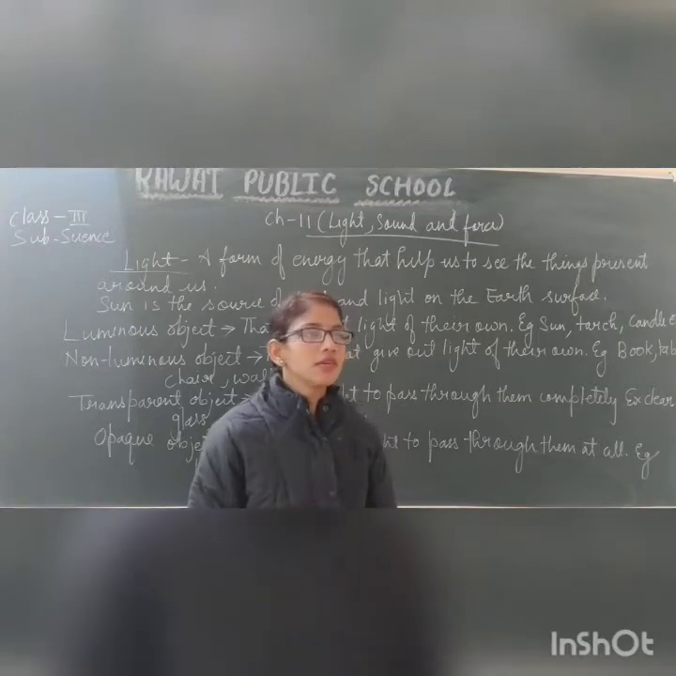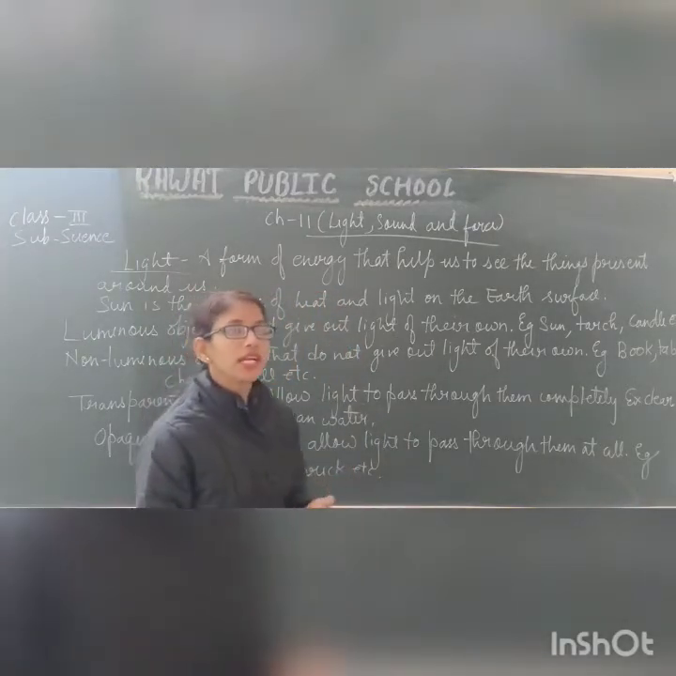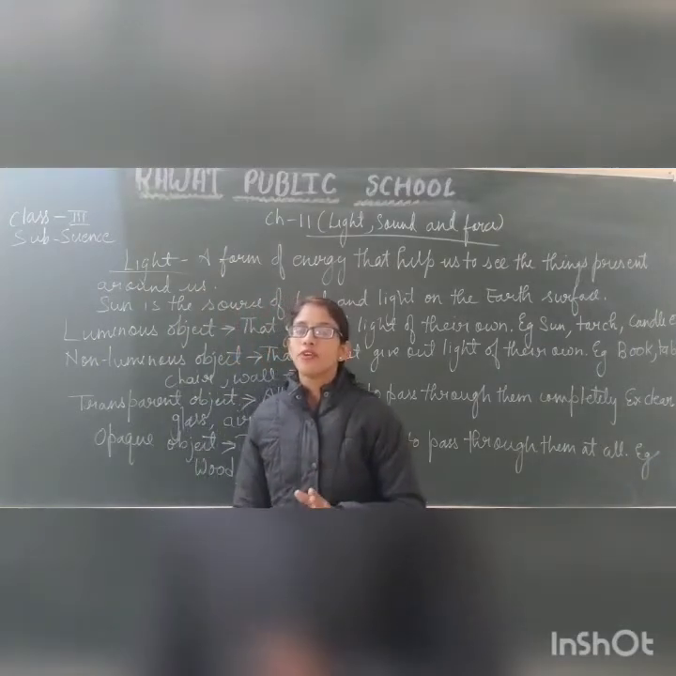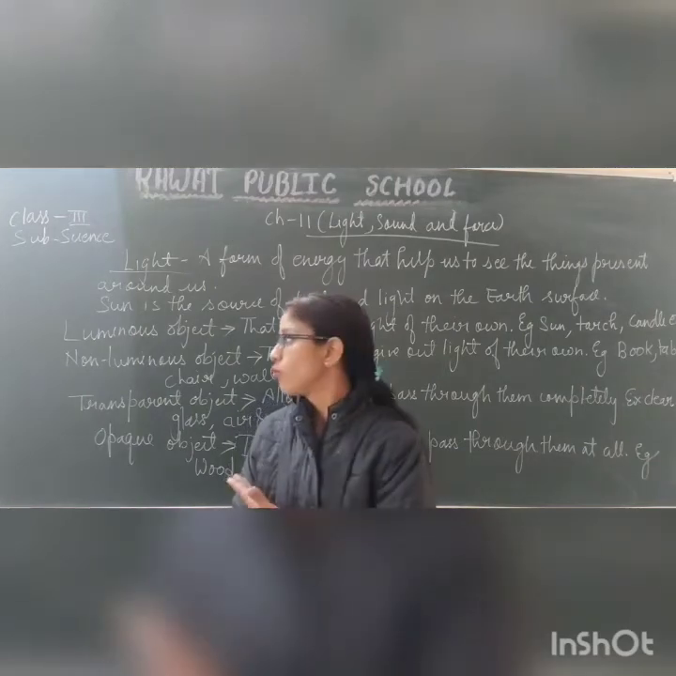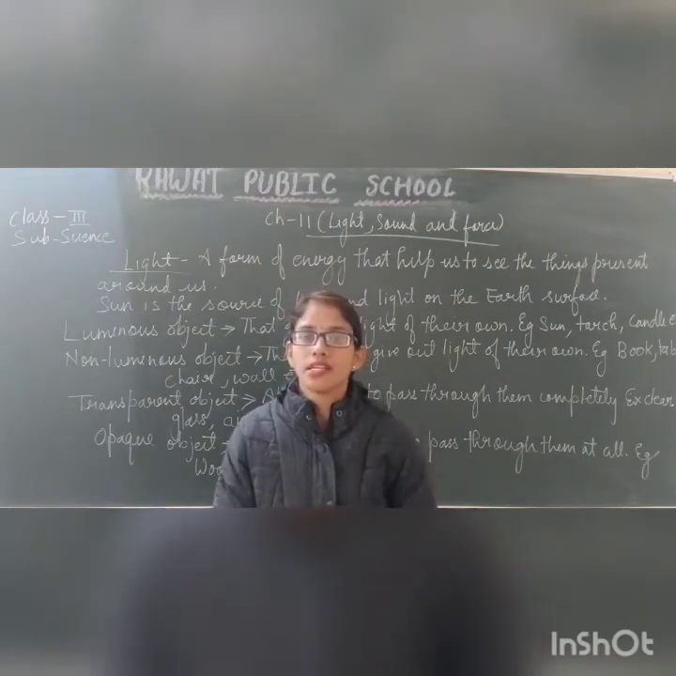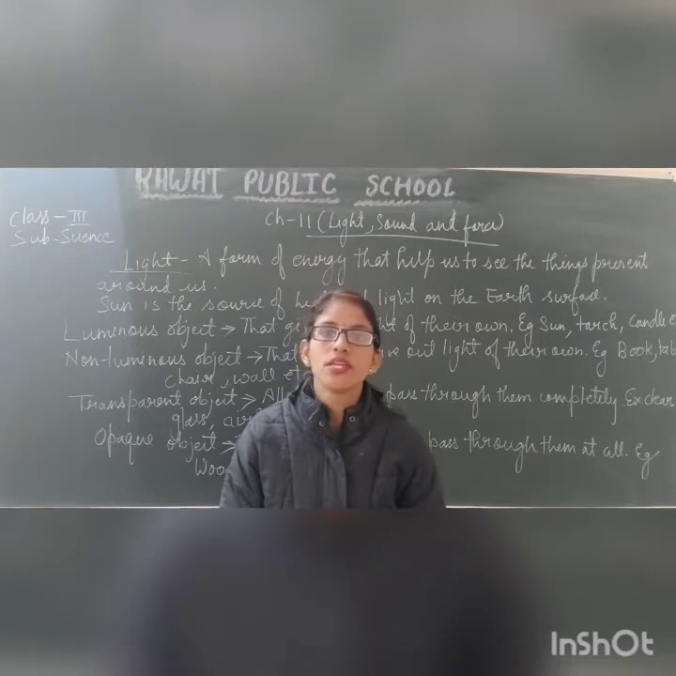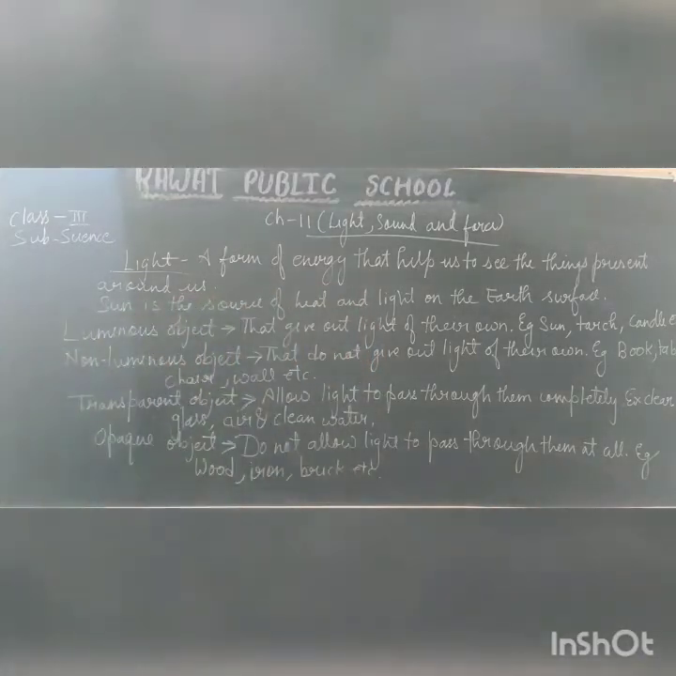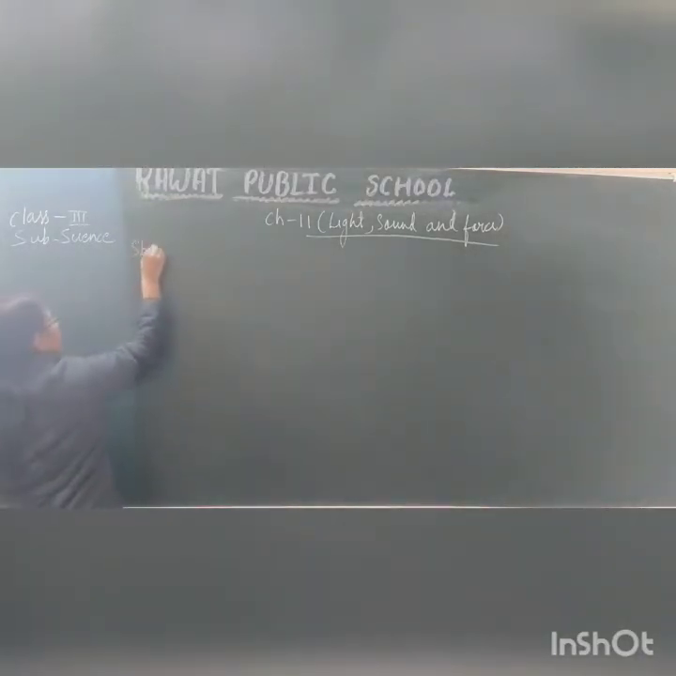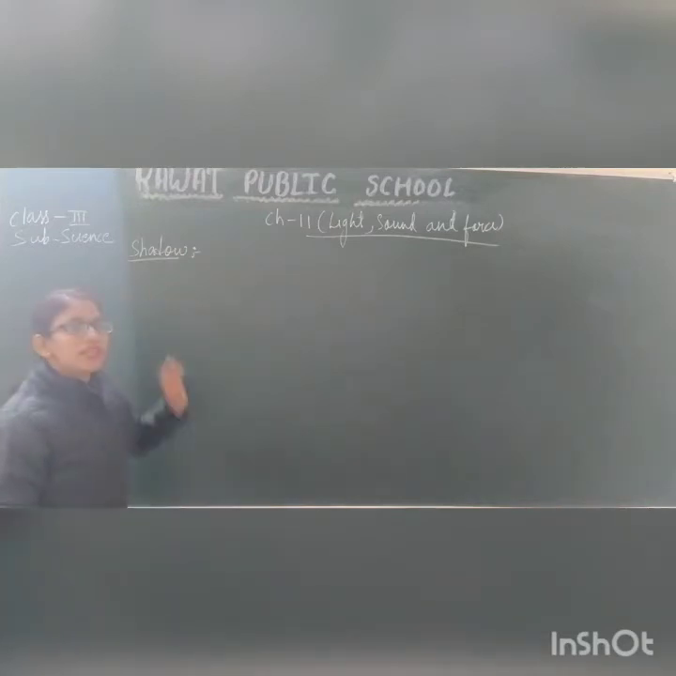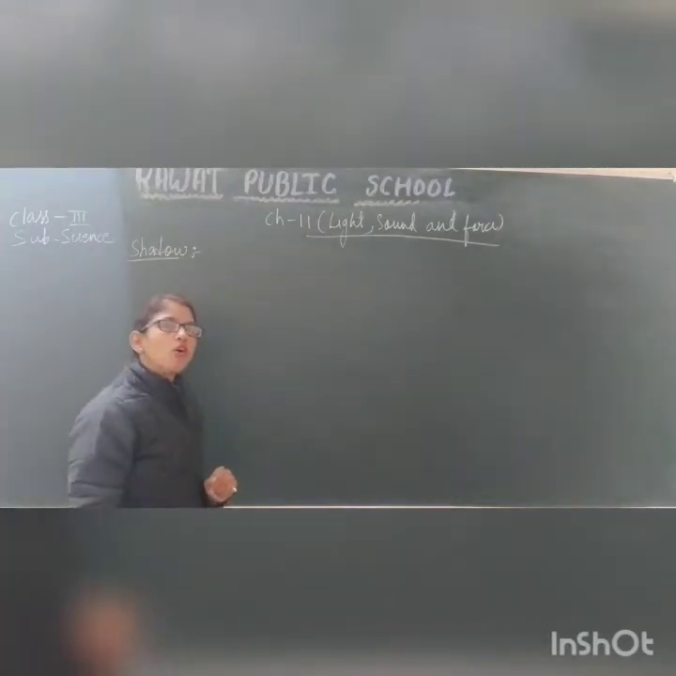So next we will discuss shadow. As we know, light travels in a straight line. It always travels in a straight line, and when an object like an opaque object comes in the path of light and blocks it, then a shadow is formed. We will discuss how the shadow is formed. So what is a shadow? A shadow is a dark patch formed when the path of light is blocked by an opaque object.